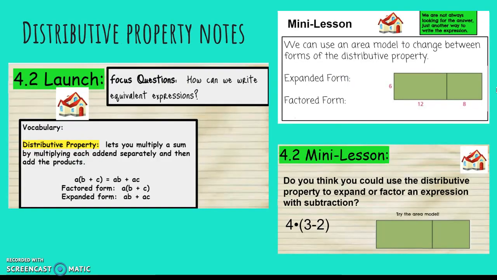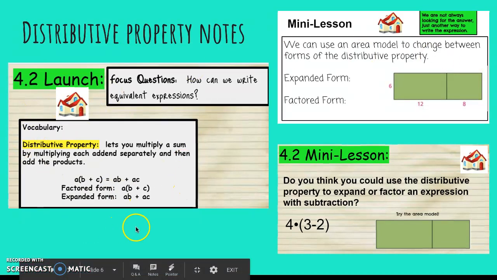After we went through and did all of that, we talked about the notes. We moved on finally to the notes, which was step one really of this lesson, if you think about it, to get to the distributive property. So we went through, we had our vocab, they put it in their notebooks.